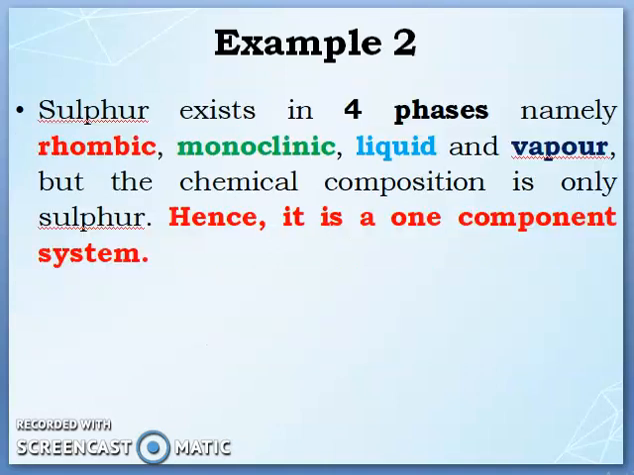If you take another example, sulfur exists in 4 phases, namely rhombic sulfur, monoclinic sulfur, liquid sulfur and vapor sulfur. Even though sulfur exists in 4 phases, the chemical composition in all the 4 phases is only 1, that is sulfur. Hence, it is also a one component system.